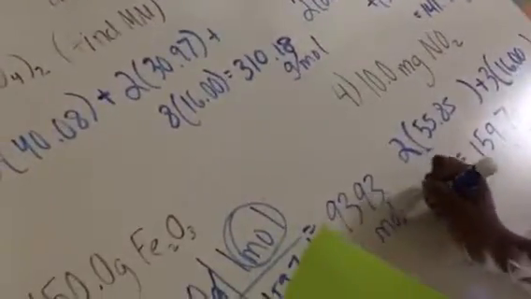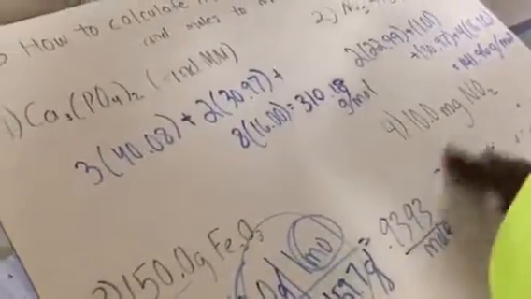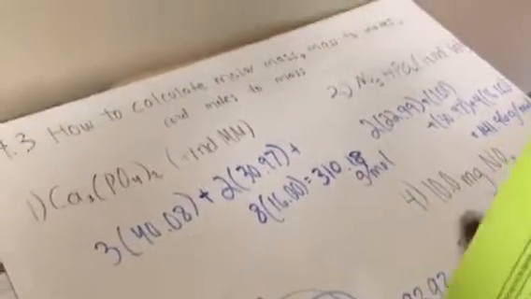0.9393 moles. And since you're multiplying and dividing, you'll use the sig figs that they give you. Since this is 4 sig figs, we'll have 4 sig figs in our answer. Now to go over here, sorry about that.